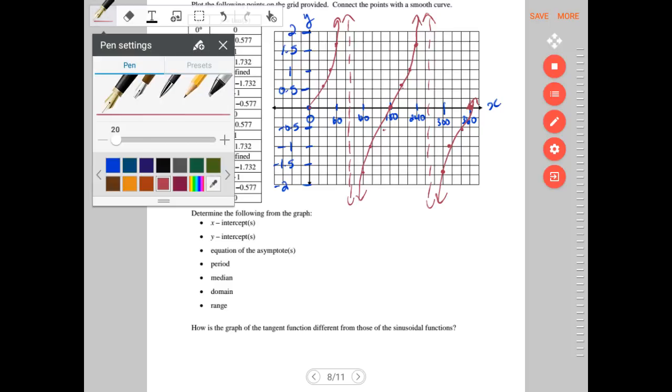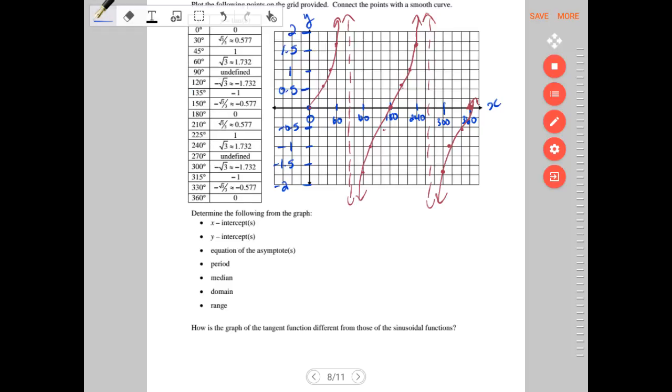The x-intercept. Alright, so there's 3 in our picture at 0, at 180, and 360. Okay, the y-intercept is at the origin, so that's when y is 0. The equation of the asymptotes, we're at 90, and again at 270. So x equals 90, and x equals 270.